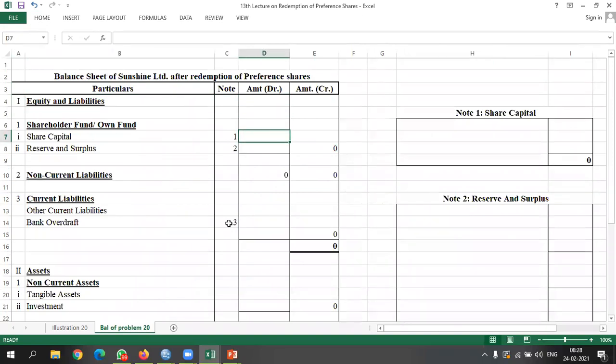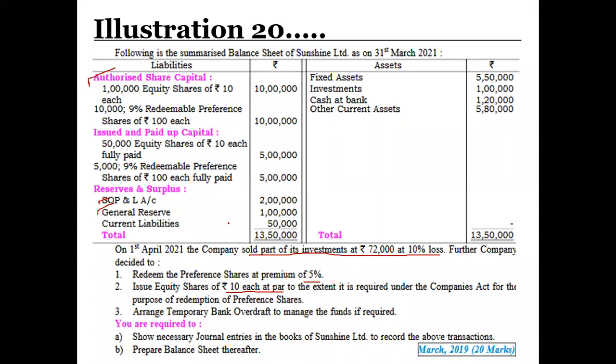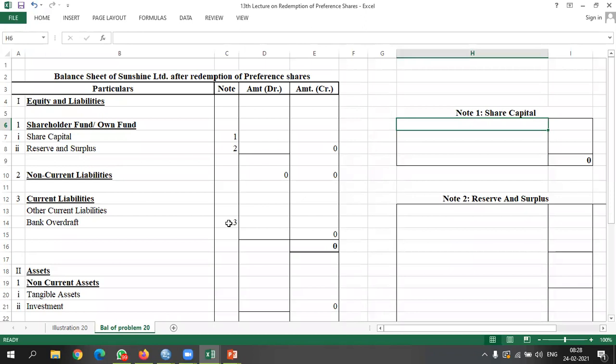Now first of all, we always write down about share capital. So I made a note number 1 about share capital. As far as share capital is concerned, we already have 50,000 equity shares of rupees 10 each. So let's write 50,000 equity shares of rupees 10 each. How much we have? 5 lakh rupees.